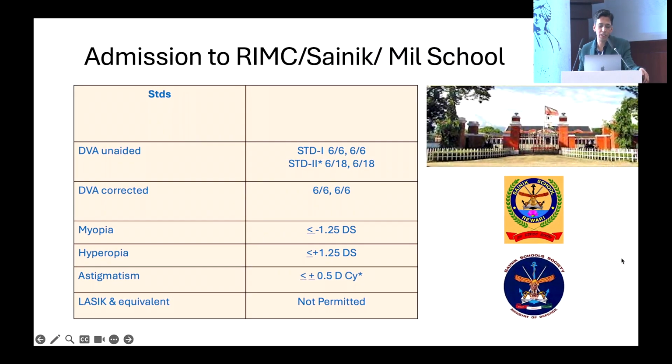Admission to RIMC, Sainik schools or military schools. There are two standards in this, standard 1 and standard 2. In standard 1, the child has to be 6/6 both eyes. In standard 2, by Snellen, it has to be 6/18 both eyes, correctable to 6/6. Myopia and hyperopia of plus and minus 1.5 diopter sphere are acceptable, and astigmatism of plus minus 0.5 diopter cylinder is acceptable. LASIK and equivalent are not permitted.